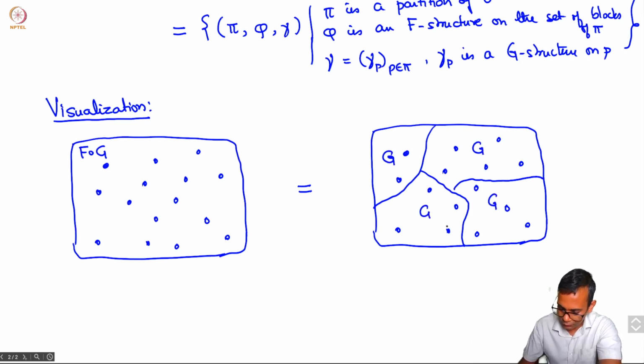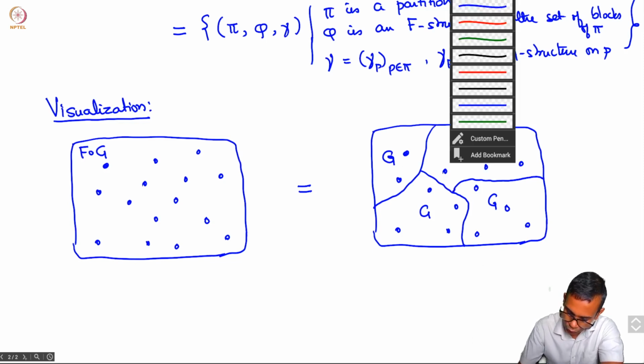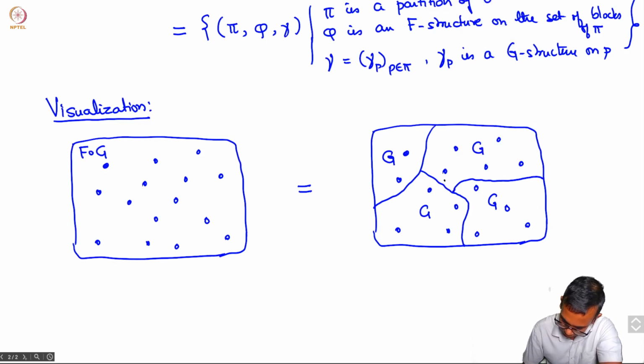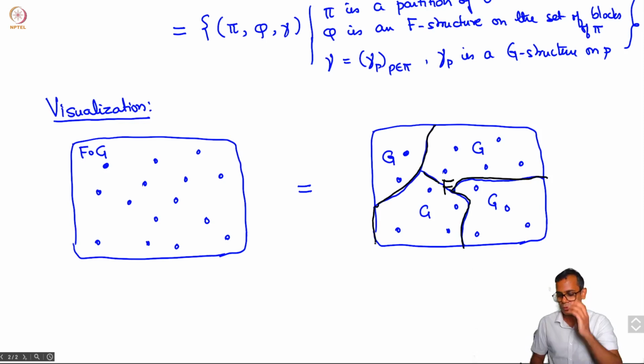And on the set of blocks, in this case there are 1, 2, 3, 4 blocks, on that set of blocks you put an F structure. So maybe I'll draw this set of blocks. You put an F structure on this set of blocks, and that is an F circle G structure. Sometimes an F circle G structure is called an F assembly of G structures.